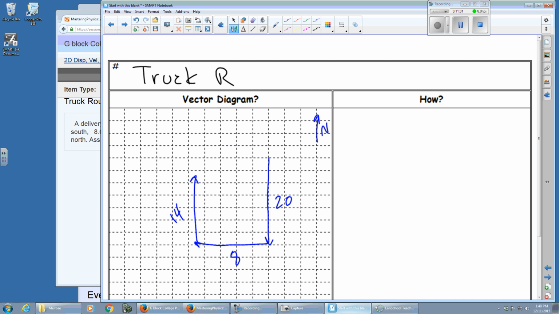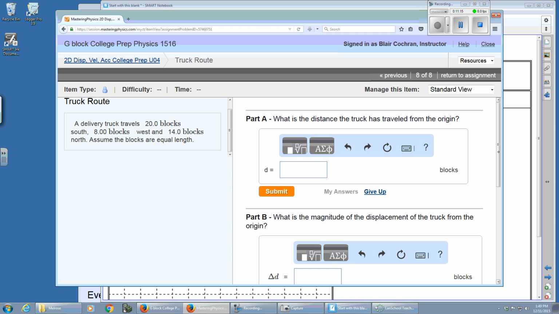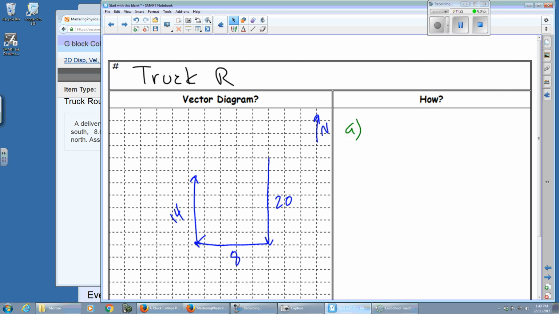And 14. Now, the first question, part A, says, what's the distance the truck traveled from the origin? What is distance? Total length traveled, just like in the lab, right? So for my total distance, mine's going to be 20 plus 8 plus 14.